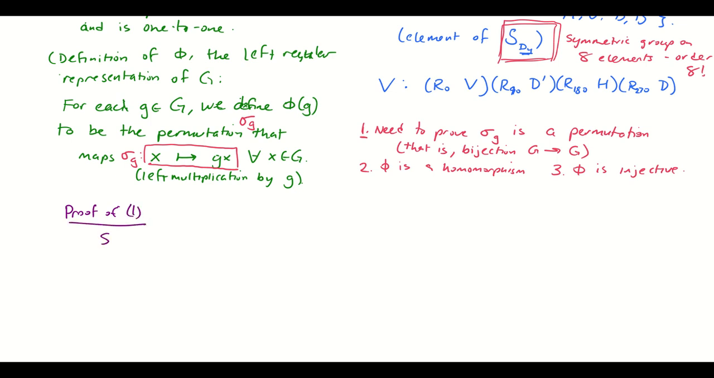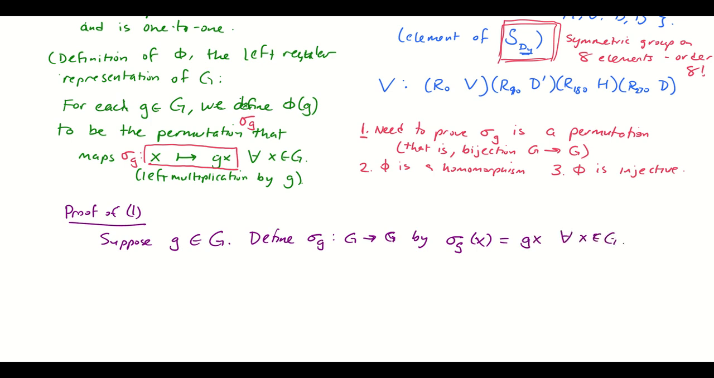All right, so suppose that g belongs to G, okay? And define sigma sub g from G to G the same way that we did earlier, by sigma sub g of x equals gx for every x in G. That certainly defines a function, because I can always multiply any element of the group on the left by g, and that'll give me an element of the group. So I have no problem with this being a function. What I need to show is that it's 1-to-1 and onto.